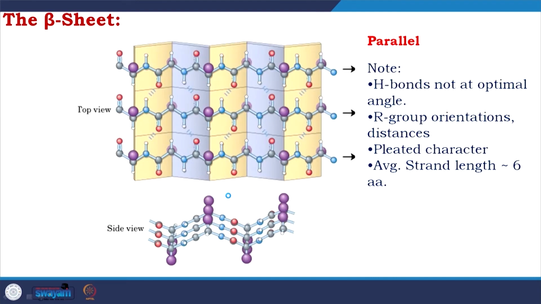In parallel strands, the hydrogen bonds are not at the optimal angle, because if you see, they have an angle; they are not head to head. The R group orientation is also different, and they also have a pleated character and an average strand length of 6 amino acids. And the distance between the two turns, as I told, is reduced from 0.7 nanometer to 0.65 nanometer, that is, 7 angstrom to 6.5 angstrom.